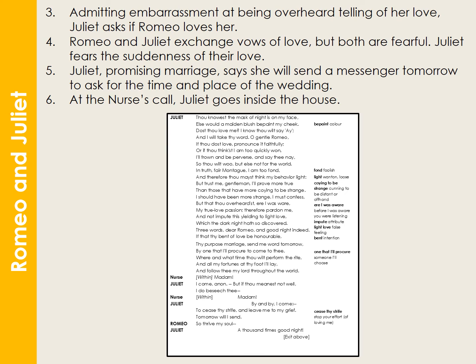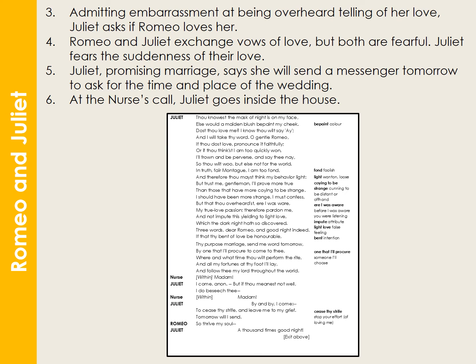So in here we've got four more things happening. This extract is considerably smaller print, so again you may want to look at your own extract. The first thing we see here is admitting embarrassment at being overheard telling of her love. Juliet asks if Romeo loves her, because of course she's just been talking out loud, and she's been heard by Romeo, but Romeo has not been heard by Juliet, so it's a bit uneven. So now she's a bit embarrassed.